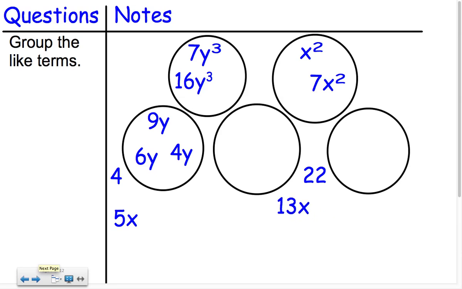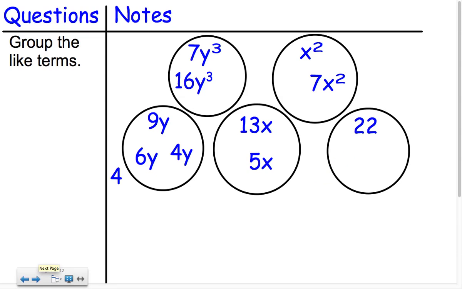Then I'm going to take my 13x, drag it into the next circle. I need to find another term that has an x. 5x would work. And then 22 is just a number by itself, no variable, so 4 is also like 22.